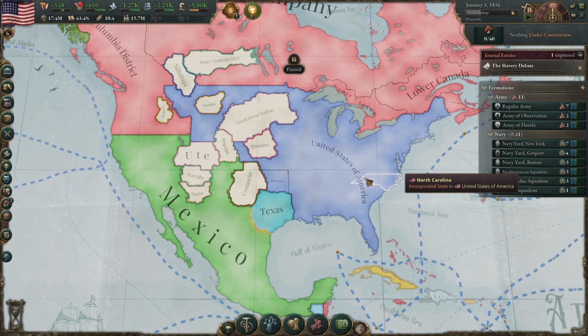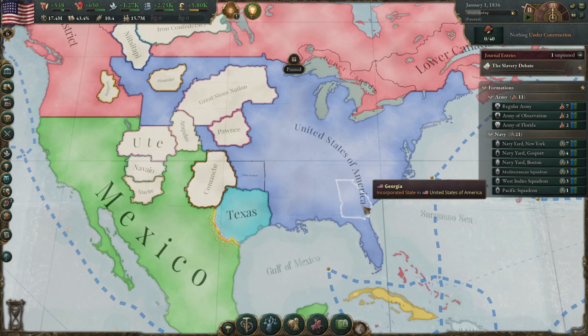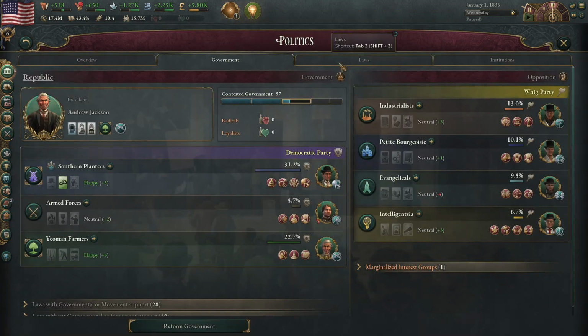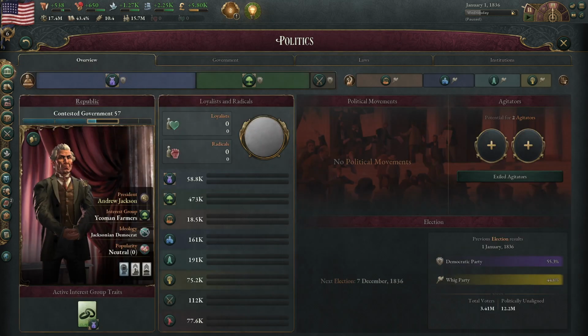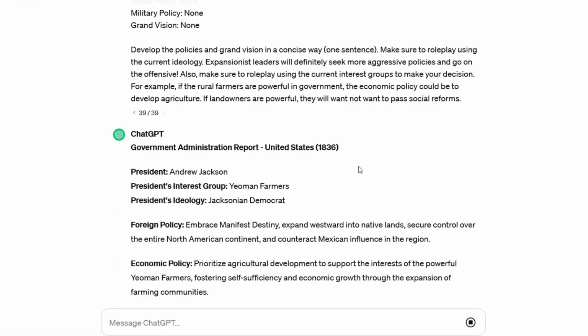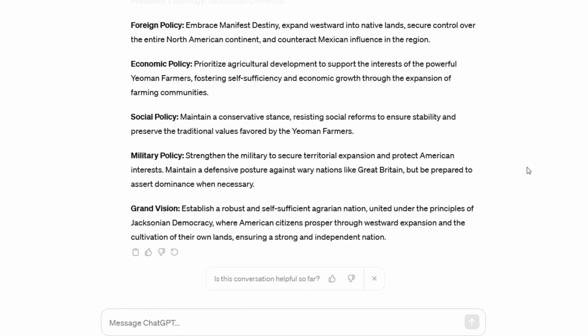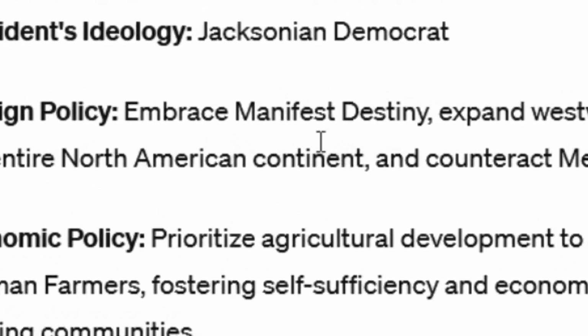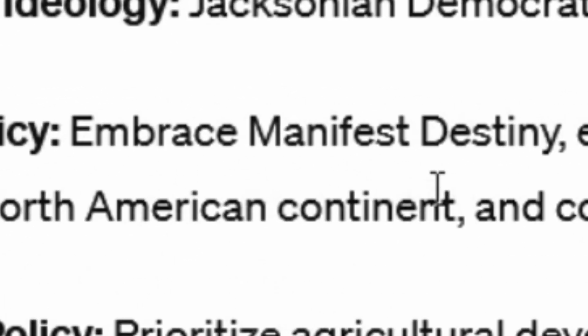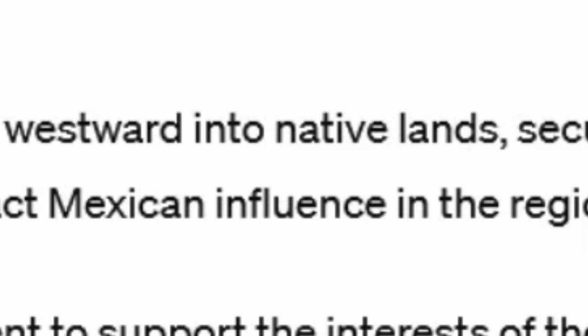The US is steamrolling west to the Pacific Ocean. So what's going to happen is every single 4 years or so, every single election cycle basically, we're going to have a new president potentially. So we're going to have to tell ChatGPT to do that, to have a new president, and basically ChatGPT is going to roleplay as the president. And roleplay it did. Alright, so the foreign policy: embrace manifest destiny, expand westward into native lands.